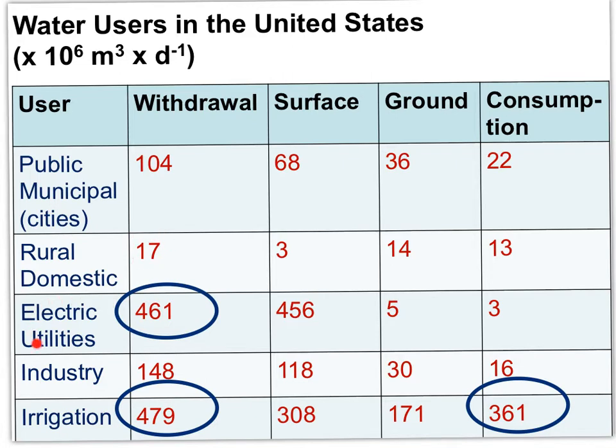Now, the electric power industry puts most of the water that it uses back into rivers. You can see very little of the water that is withdrawn is actually consumed. But irrigation is different, where most of the withdrawn water for agriculture never returns to rivers, thus the very high level of consumption you can see here.